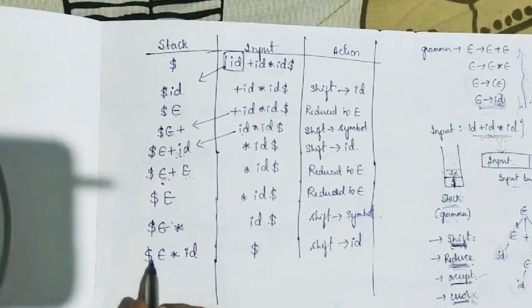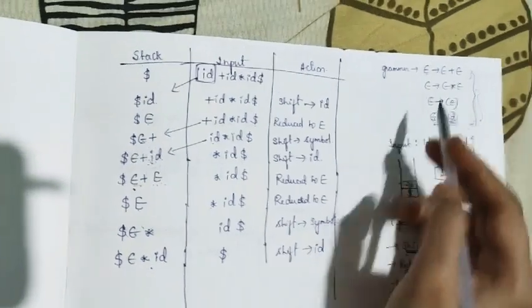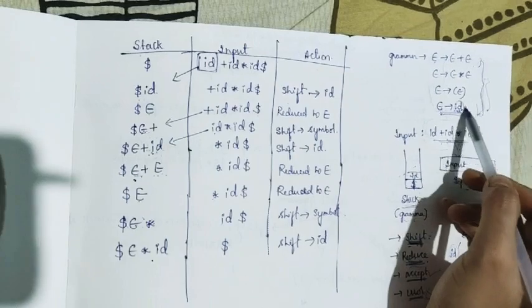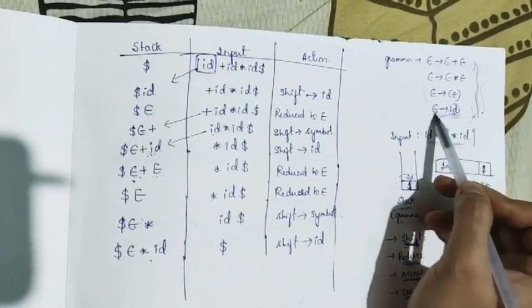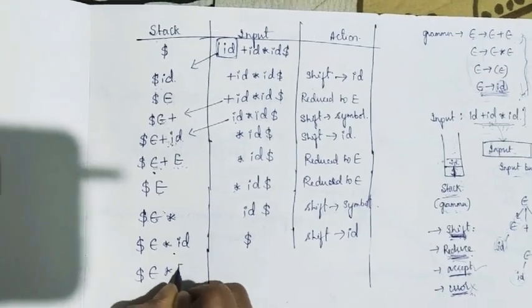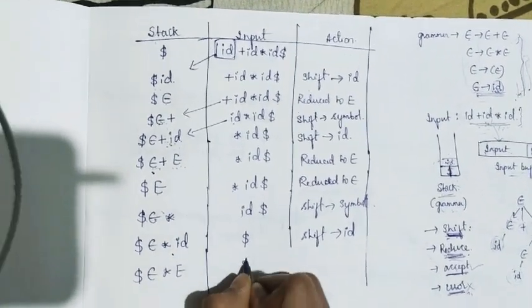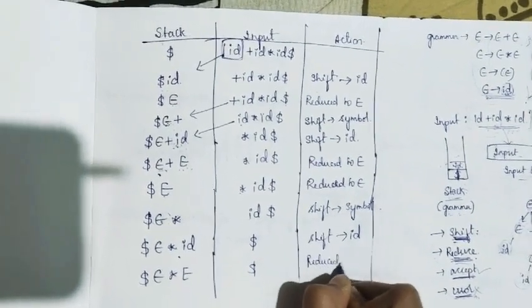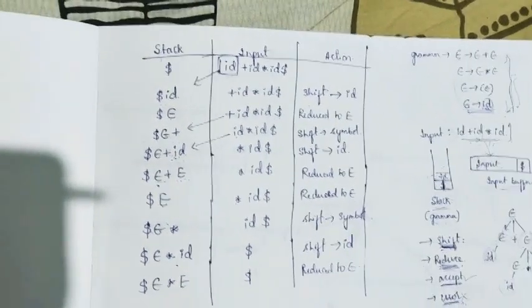After shifting id, we will again look at the productions. We don't have any production for E star id, but we have a production only for id. That id is nothing but E here. So next we replace this id by the start symbol, that is E. And what have we done here? We have reduced id to E.